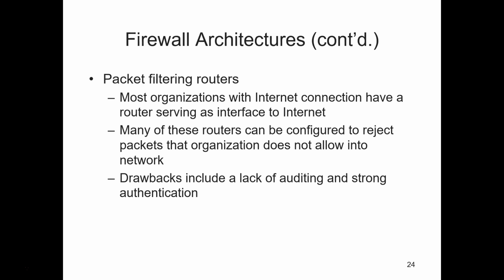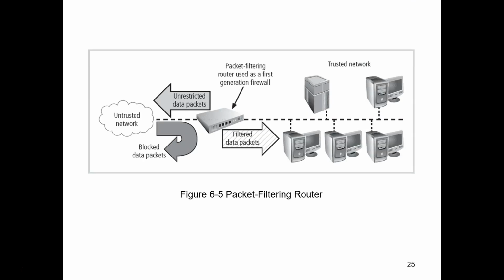Most organizations with an internet connection have a router as the interface to the internet at the perimeter. Many of these routers can be configured to reject packets that the organization does not allow into a network. The drawbacks to this type of system include a lack of auditing and strong authentication, and the complexity of the access control lists used to filter the packets can grow and degrade network performance. This figure shows an example of packet filtering routers.